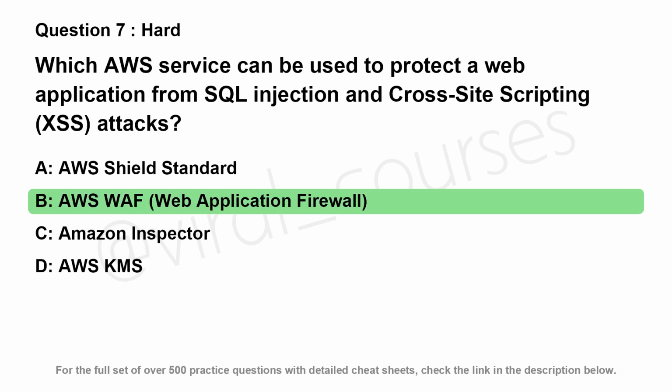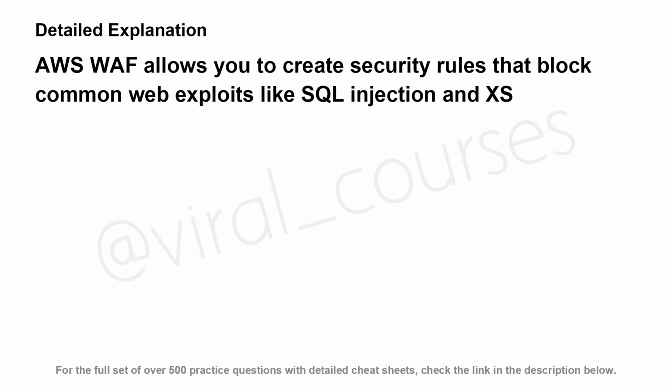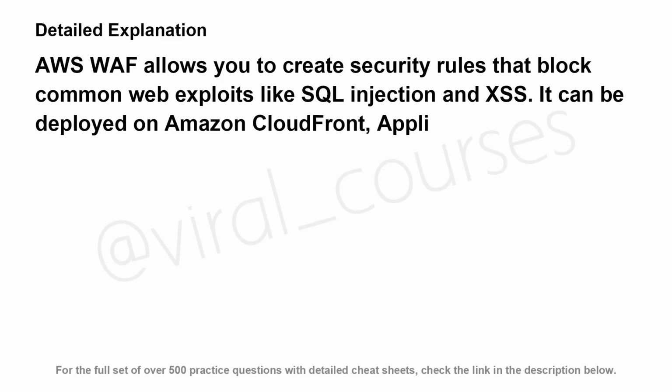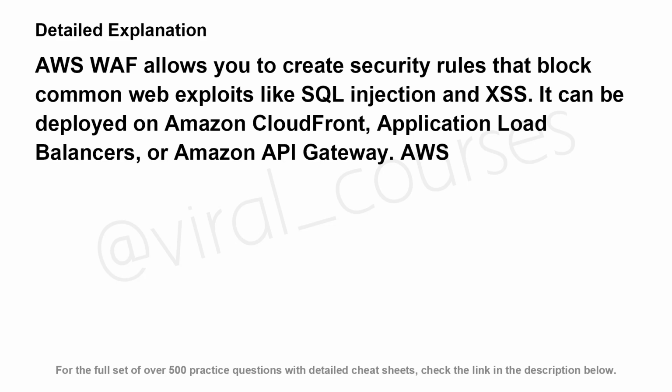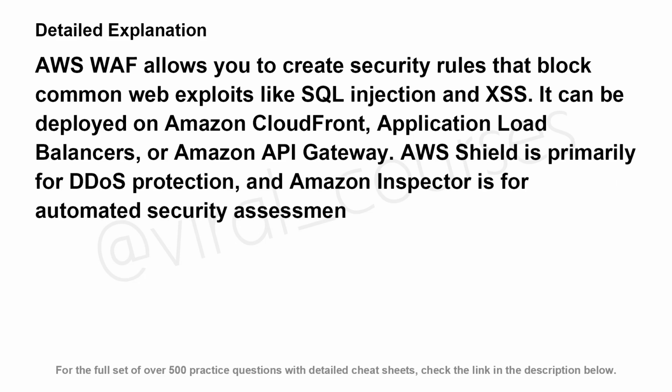The correct answer is B. AWS WAF allows you to create security rules that block common web exploits like SQL injection and XSS. It can be deployed on Amazon CloudFront, application load balancers, or Amazon API Gateway. AWS Shield is primarily for DDoS protection, and Amazon Inspector is for automated security assessments of EC2 instances.